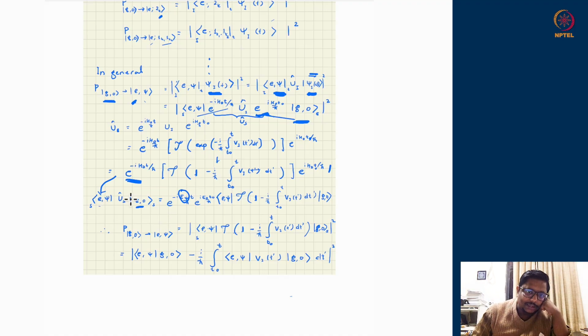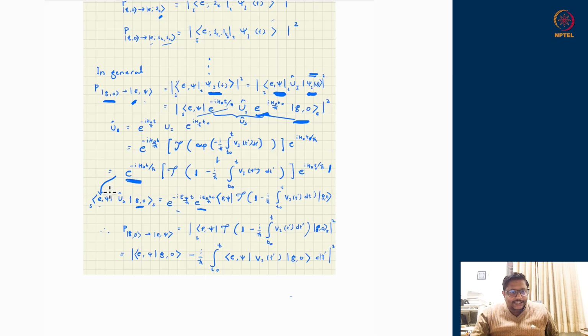Similarly, from the right-hand side, when this e to the power iota H naught t naught upon h bar acts on G0, that will give me e to the power of the total energy of the full system, E0, in the phase. So I will get e to the power iota E naught t naught upon h bar. These two are just complex numbers now, pure phases, so this can be clubbed out.